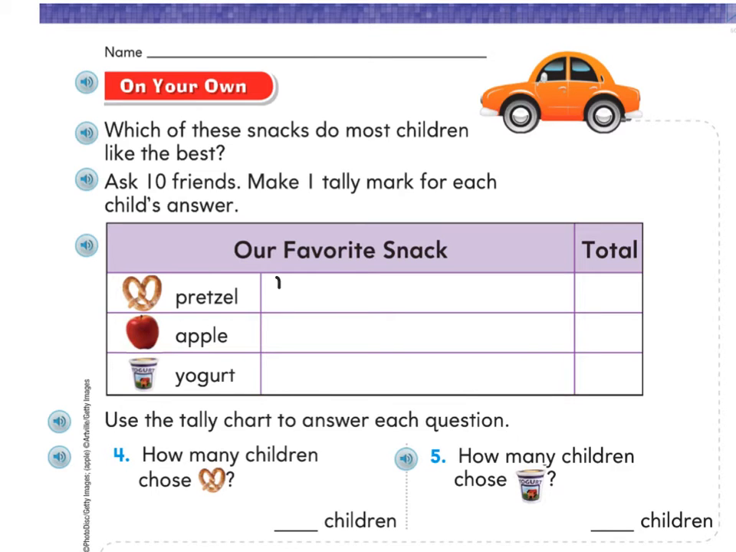Okay, oh, mom's favorite's pretzels. Dad's favorite's yogurts. My brother's favorite is pretzels. My favorite is apples. Okay, go ahead and do your tallies as you're asking people. Okay, I'm going to go ahead and erase these because yours is going to look different.